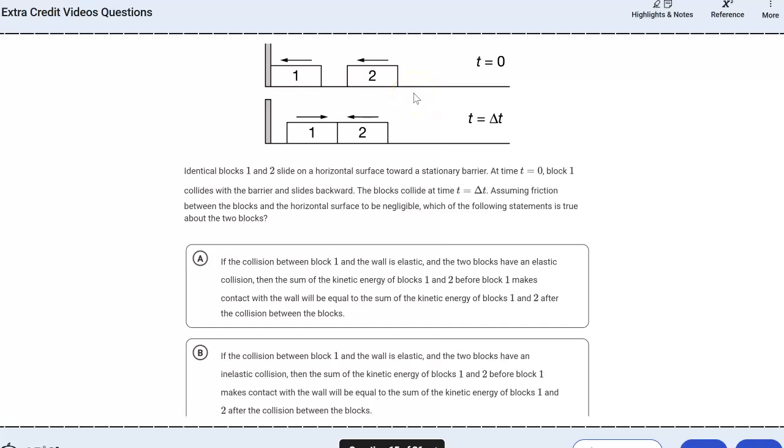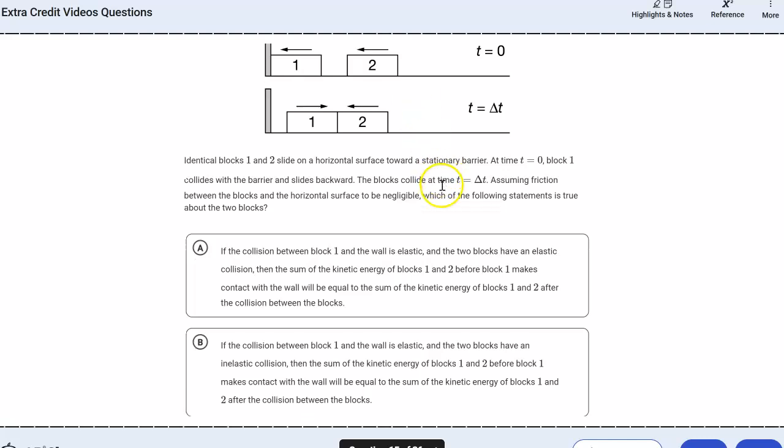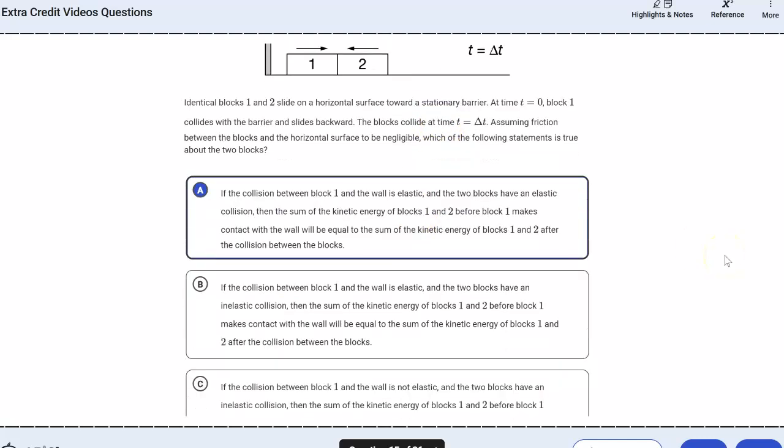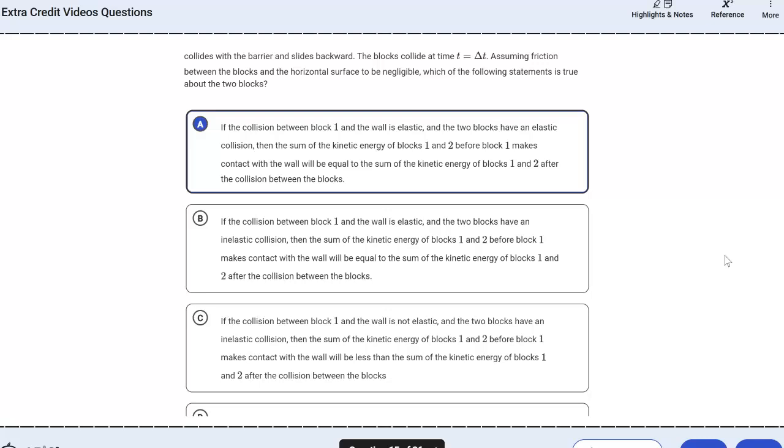The total energy of the system before the collision between the two blocks was the sum of the energies of the blocks at t equals 0. And then if it's elastic, it should equal the sum of the kinetic energy of the blocks after the collision. So let's select that, but then let's go through the other ones.